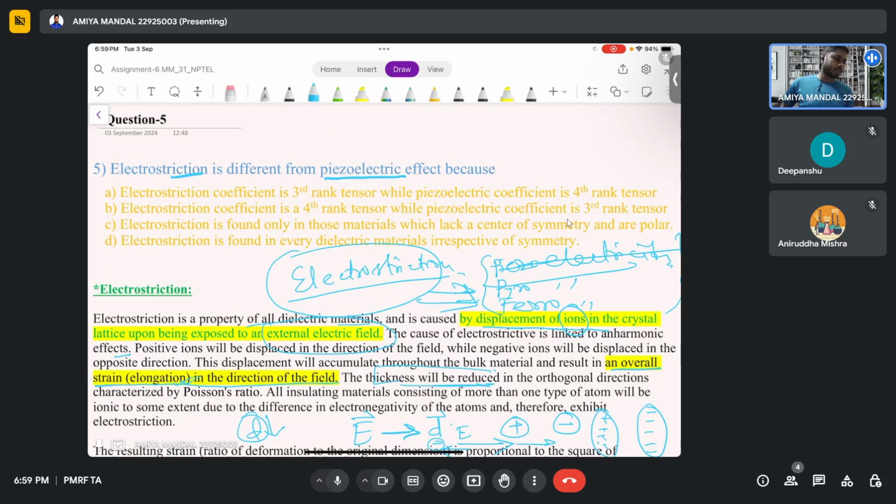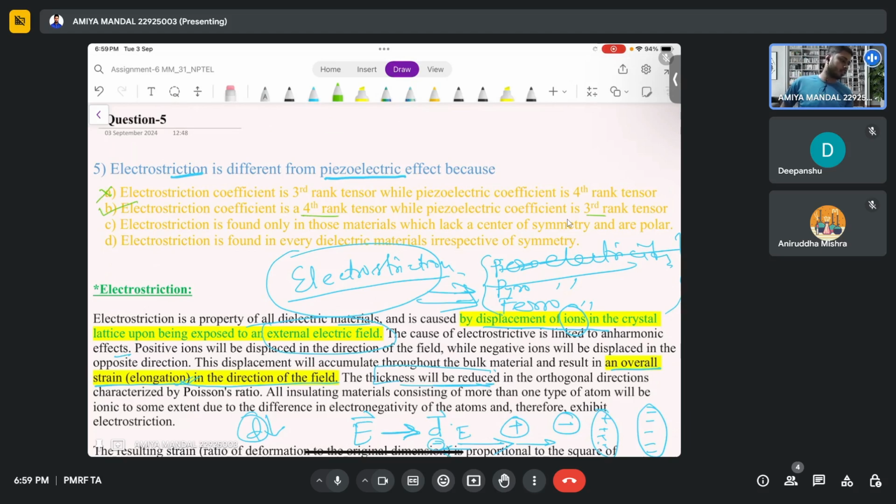So the first option, telling that the electrostriction coefficient is a third rank tensor. No, it is a fourth rank tensor. So the first option is incorrect. The electrostriction coefficient is a fourth rank tensor, while the piezoelectric coefficient is a third rank tensor.